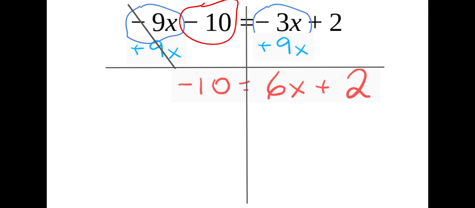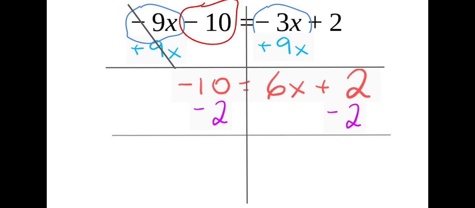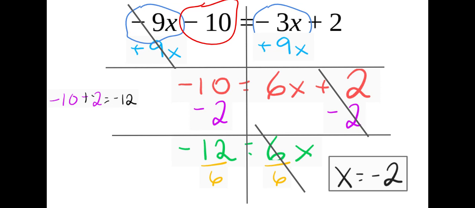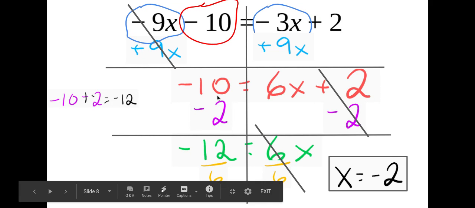Now I've got a nice two-step equation, just like you've been working with. Go through, we're going to solve this. Make sure negative 10 minus 2, we don't do any silly calculation errors there. We're going to divide by 6, and ultimately we get our answer. At this point down, it should look very familiar to you.